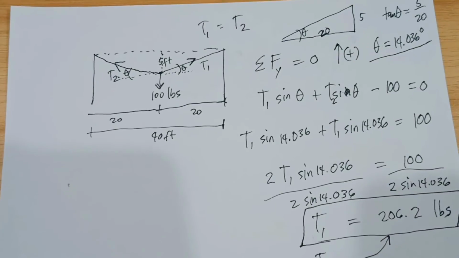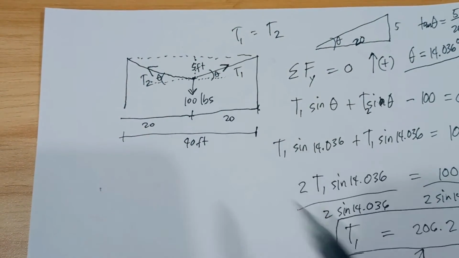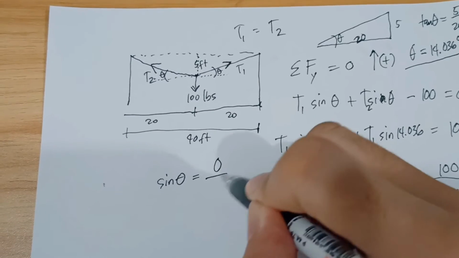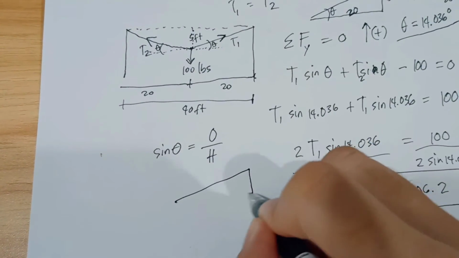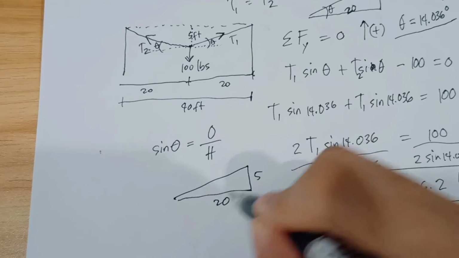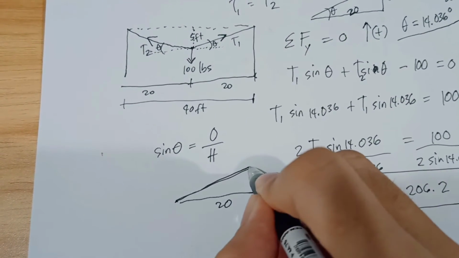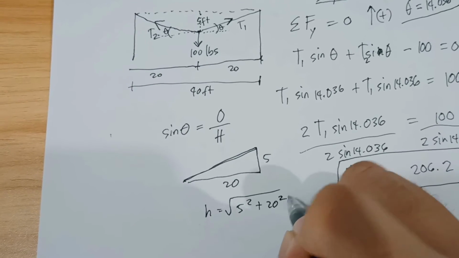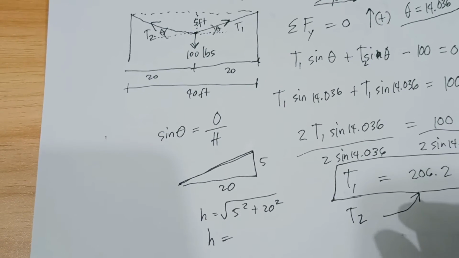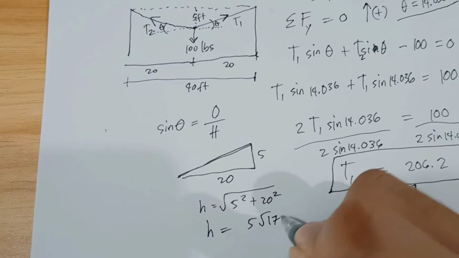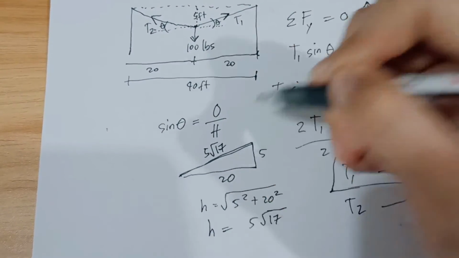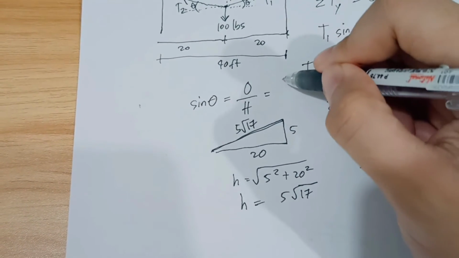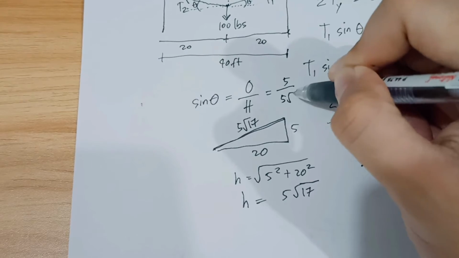Symmetrical sila. So dito, pwede rin yung kunin mo yung exact na value talaga. So 'di ba ang sine theta ay opposite over hypotenuse. Tapos meron tayong triangle na ganyan, 5 to 20. Kunin natin yung hypotenuse niyan, 'di ba? H is equal to square root of 5 squared plus 20 squared. Ang exact na ibibigay niya ay 5 square root of 17. So ang sine theta ay opposite over hypotenuse. So 5 over 5 square root of 17.